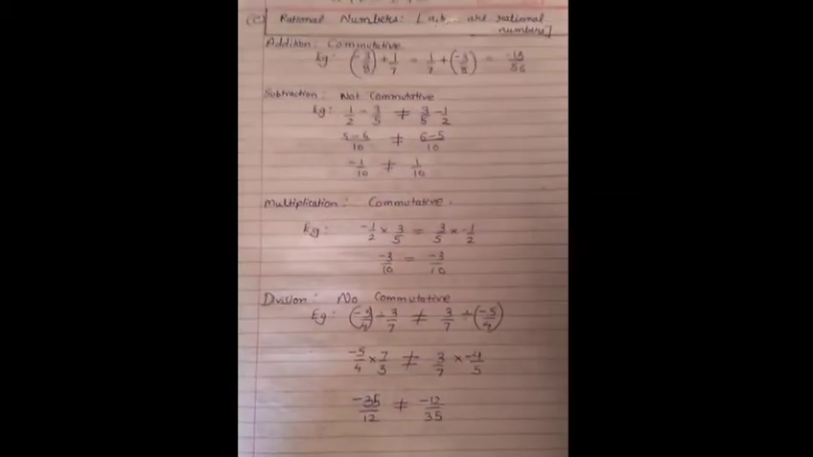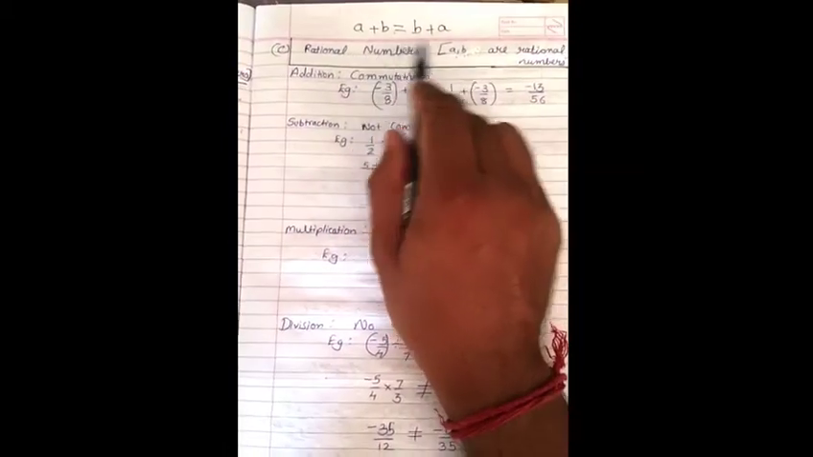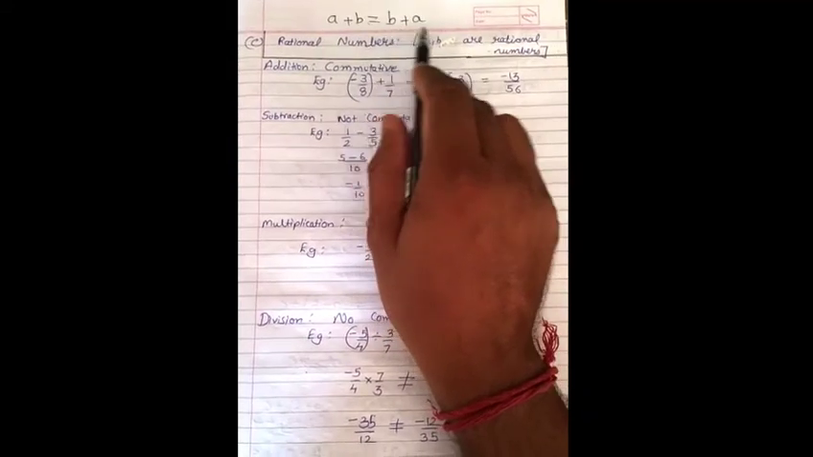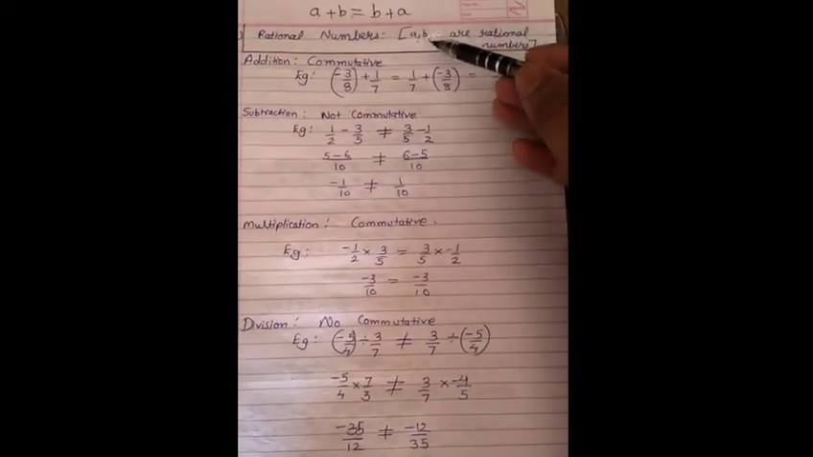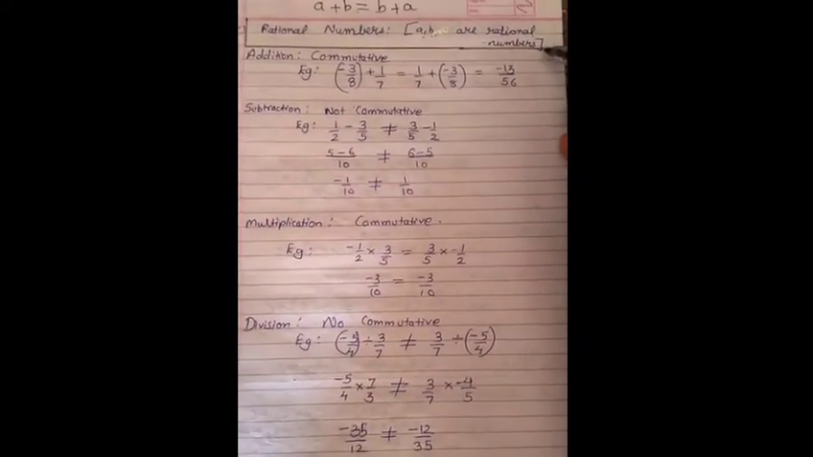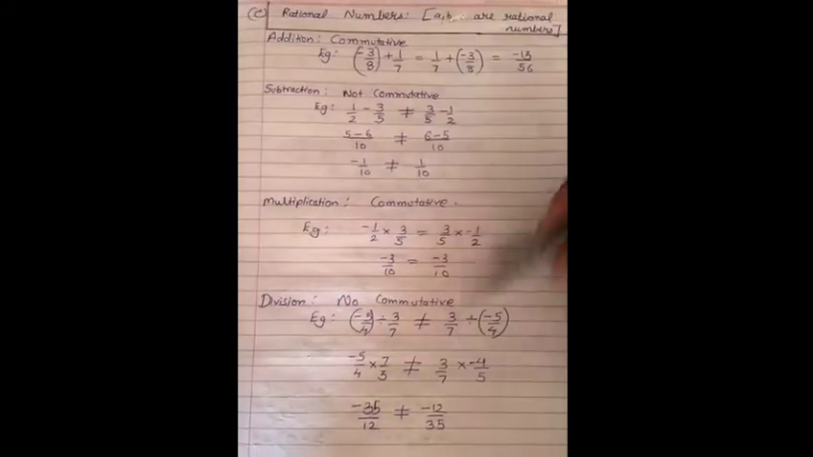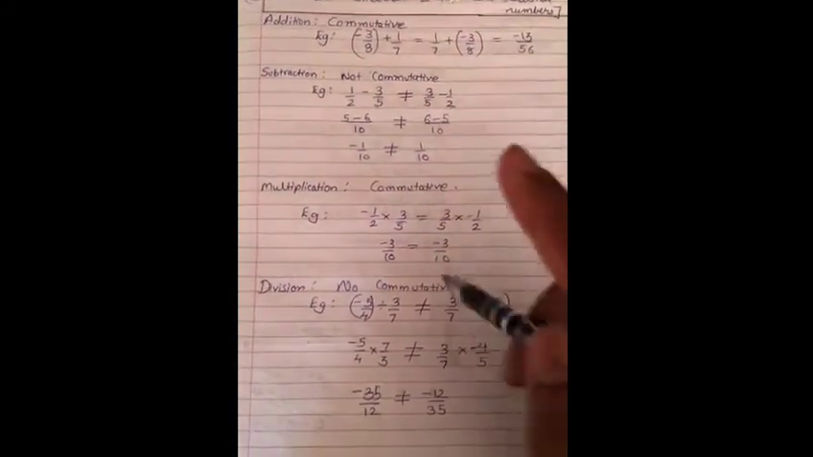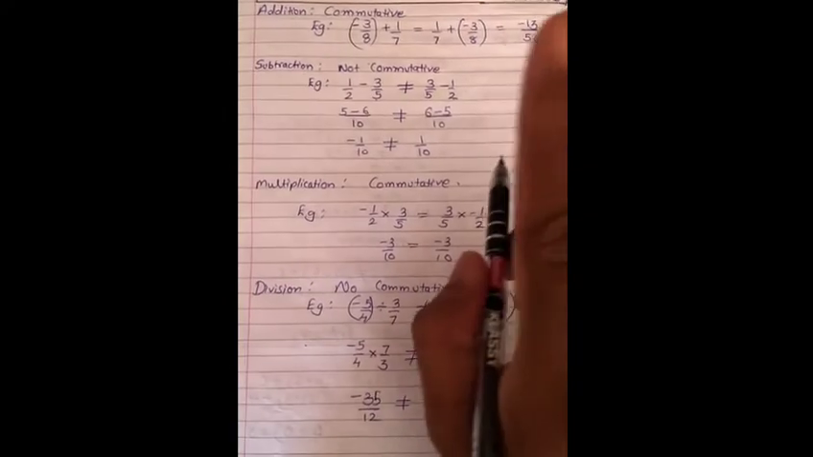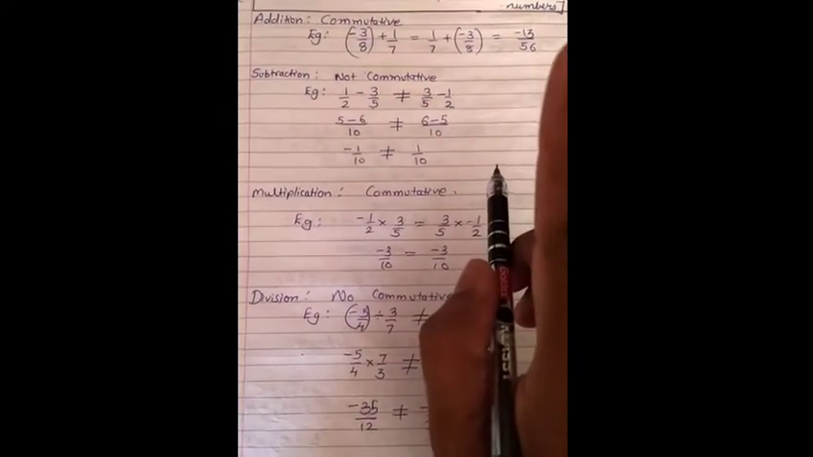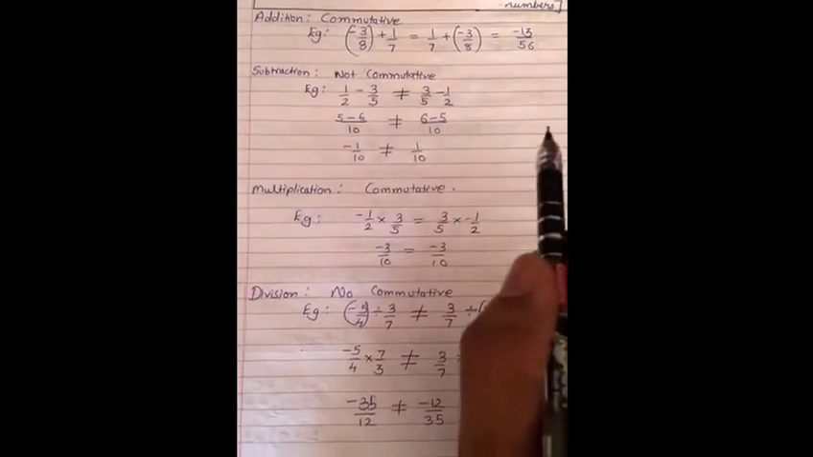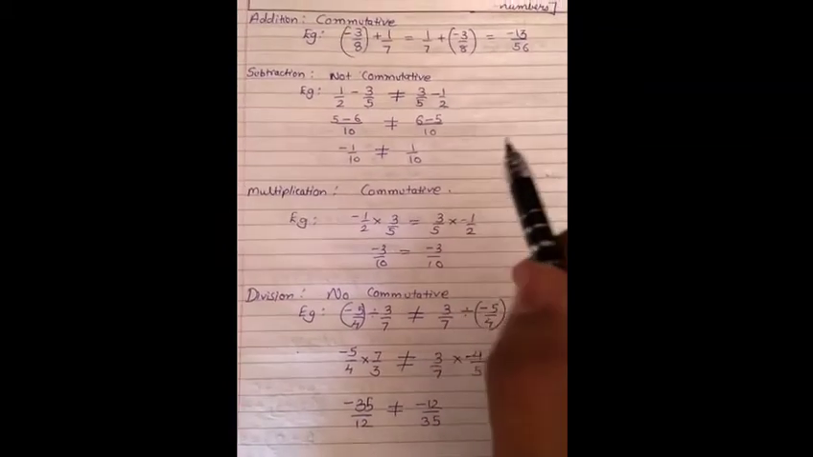Now let us move toward rational numbers. Same condition you have to apply. a plus b should be equal to b plus a. Again you have to take a and b as rational numbers. What kind of number will you take over here? Only a rational number, not other than a rational number. And what is a rational number? A rational number should be in fraction form. It should be in p upon q form.